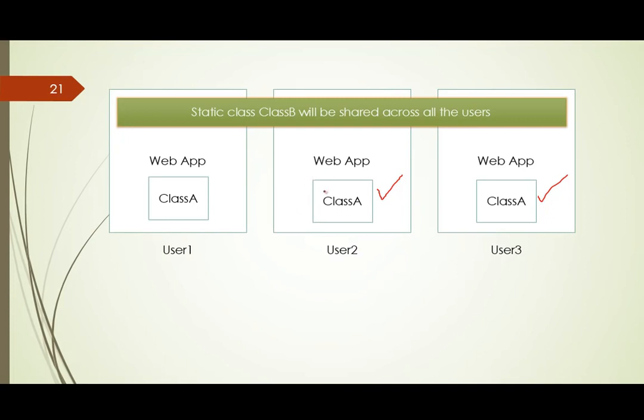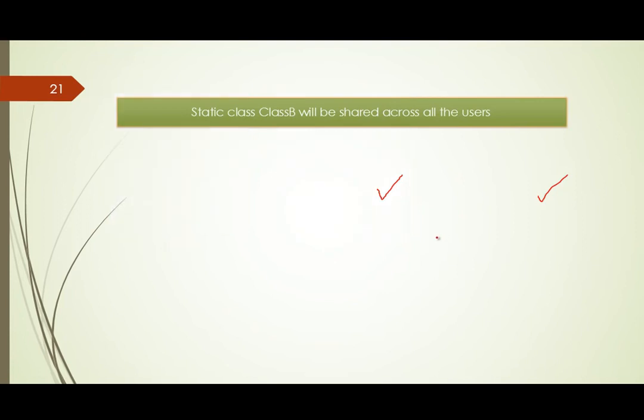Everyone occupies memory for class A. Class A will be replicated three times for three users, but class B will be shared. Let's say user 2 is gone, so the class A for that user is gone, and so on. At last, when you have no users, or when you practically close your application, your static members will go. That's it.